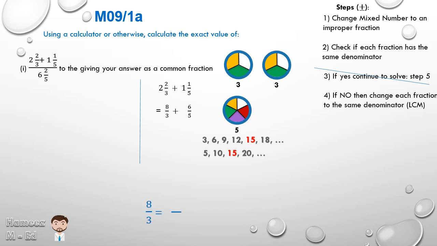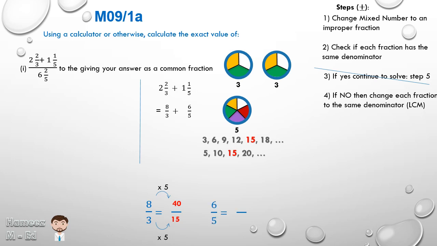So we are converting 8 over 3 into a fraction with something over 15. How do we move from 3 to 15? We multiply by 5. And if we multiply by 5 in the denominator, we will multiply by 5 in the numerator. So 8 times 5 is equal to 40. So 40 over 15. Therefore, 8 over 3 is equal to 40 over 15. If we try to reduce 40 over 15, we will get the same 8 over 3.